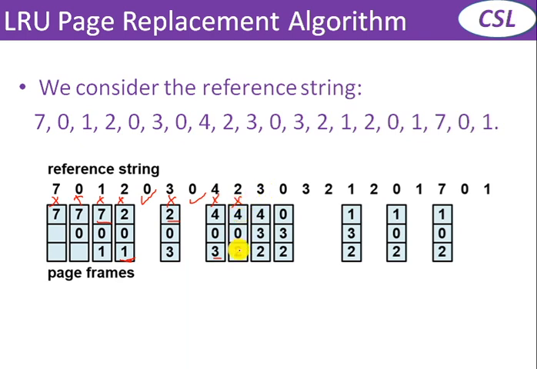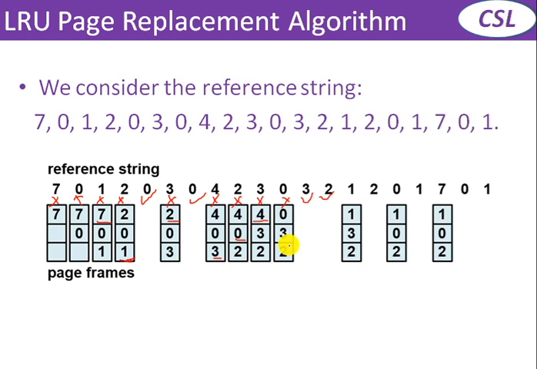Next is 3. Available are 4, 0, 2. 2 was used most recently, 4 before 2, and 0 before 4. So we remove the LRU page and fill it with 3. This is also a miss. Next is 0. Available are 4, 3, 2. Among these, 3 was used most recently, before 3 was 2, and before 2 was 4. So 4 is the LRU page. Remove 4 and fill it with 0. This is also a miss. Next is 3. Available frames are 0, 3, 2. 3 is available, so this is a hit. Next is 2. 2 is available, so this is also a hit.